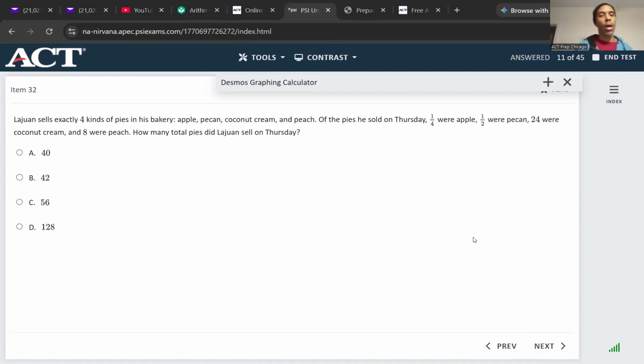Lawan sells exactly four kinds of pies in his bakery: apple, pecan, coconut cream, and peach. Of the pies he sold on Thursday, one-fourth were apple, one half were pecan, 24 were coconut, and 8 were peach. How many total pies did Lawan sell on Thursday? Okay, let's figure it out. So far we know 24 were coconut cream plus 8 were peach. That's 32 pies so far, right?